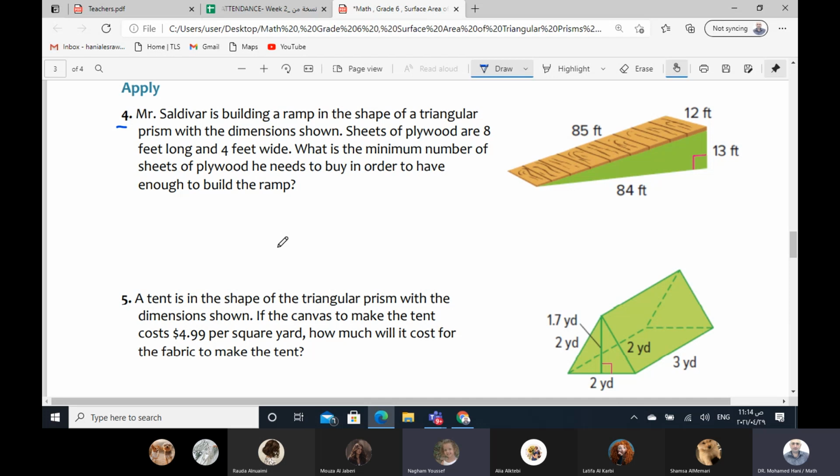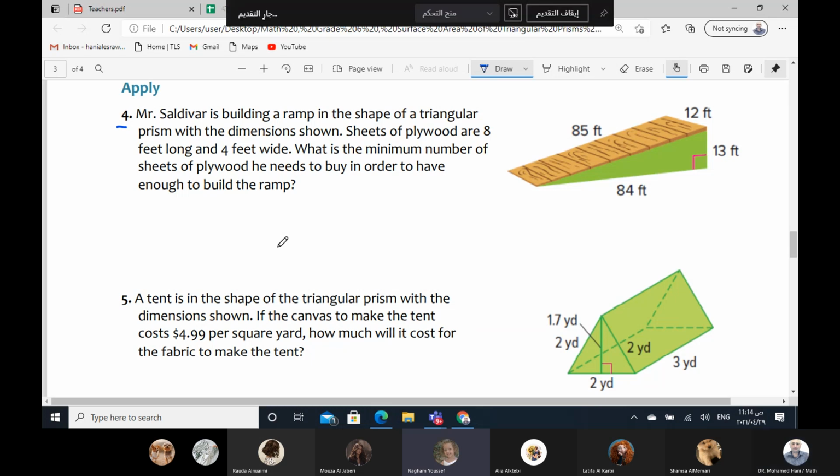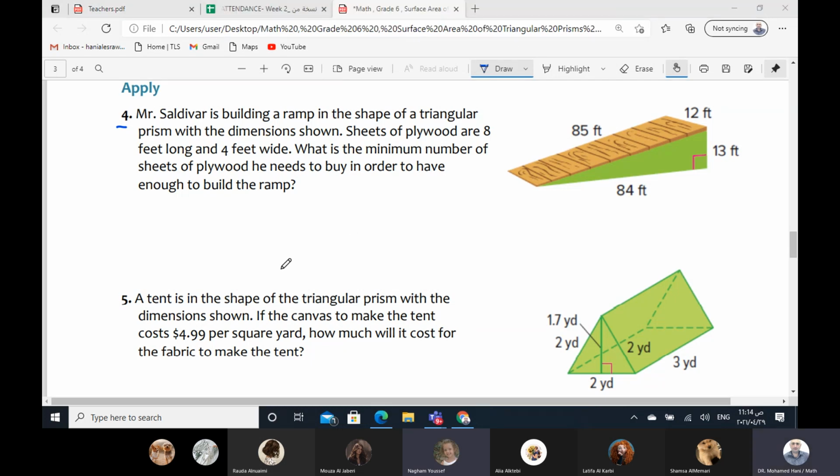Mr., do we need to find the area and then divide it by 32? Great. We want to find the surface area, then divide it by 32. Why do we want to divide by 32? To find the minimum number of sheets of plywood. Excellent. So first we want to find the surface area.